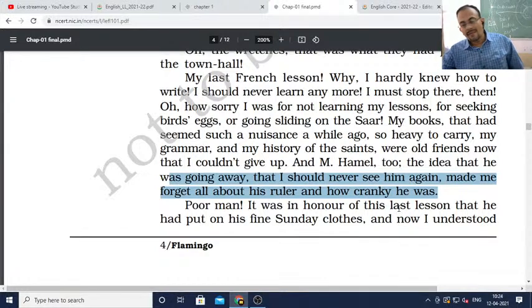And M. Hamel, the very thought in the mind of Franz that he would not be able to see M. Hamel anymore, because he was going away, that has also pained him very much. That has made Franz become so very much frustrated, right?